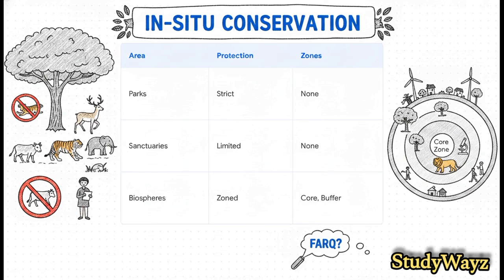National parks have the strictest protection. There is absolutely no human activity or interference allowed, period. Wildlife sanctuaries are slightly more relaxed. Limited activities like local cattle grazing might actually be permitted as long as it doesn't harm the wildlife. And then we have biosphere reserves. These are unique because they are huge, multi-purpose areas divided into specific zones. A highly protected core zone, a buffer zone for limited research, and an outer transition zone where human settlements can actually coexist sustainably with nature.